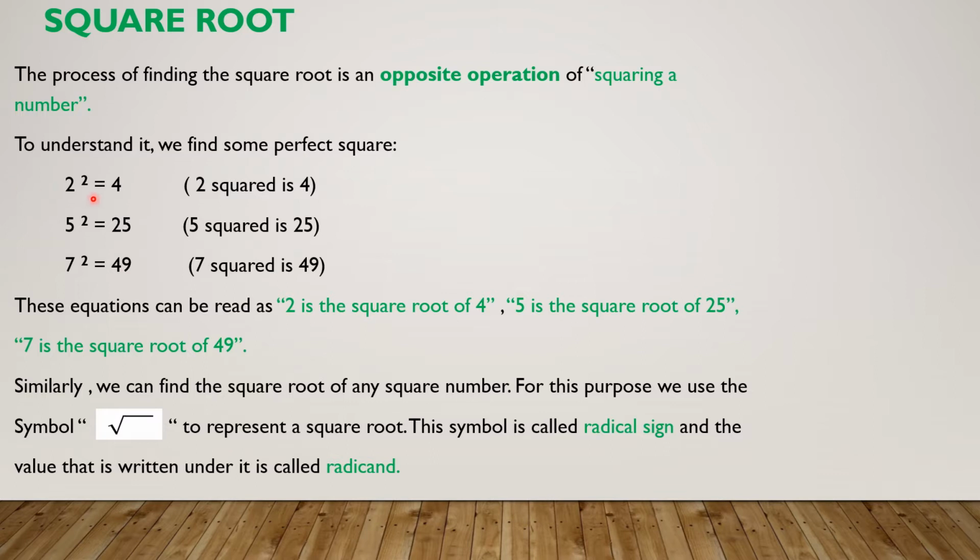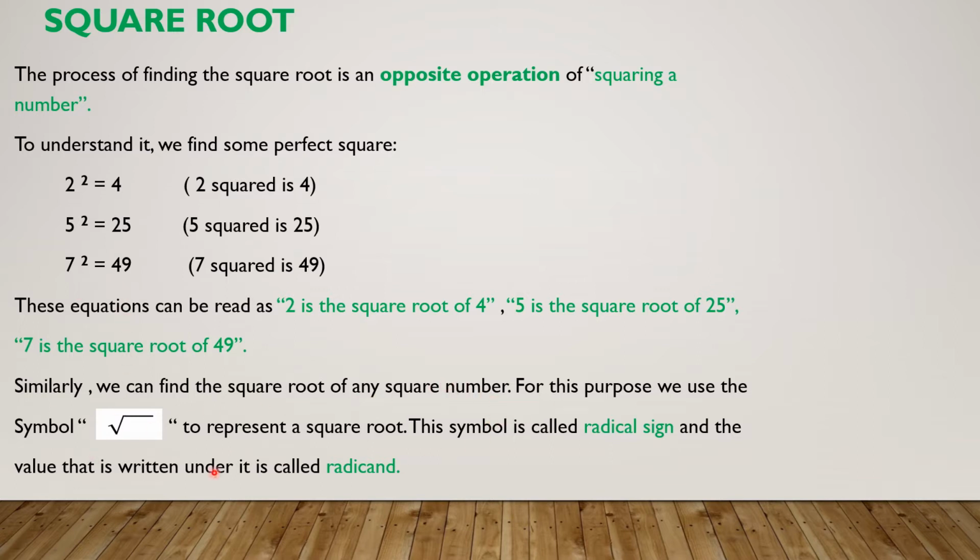We can read it just like this, that 2 square is equal to 4, 5 square is equal to 25, and we can also read it as 4 is the perfect square of 2, 25 is the perfect square of 5, 49 is the perfect square of 7. But today we are learning the term square root. So we will read it as 2 is the square root of 4, 5 is the square root of 25, and 7 is the square root of 49. Similarly, we can find the square root of any square number.